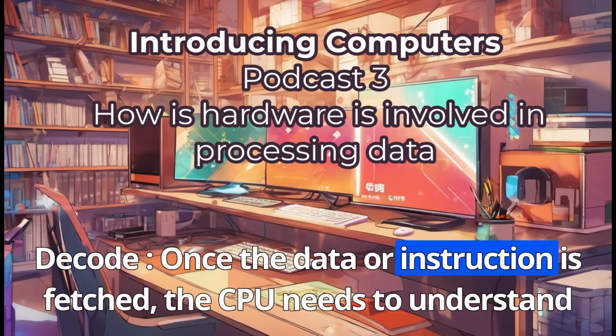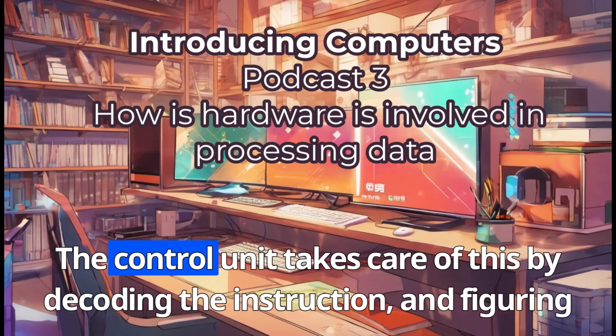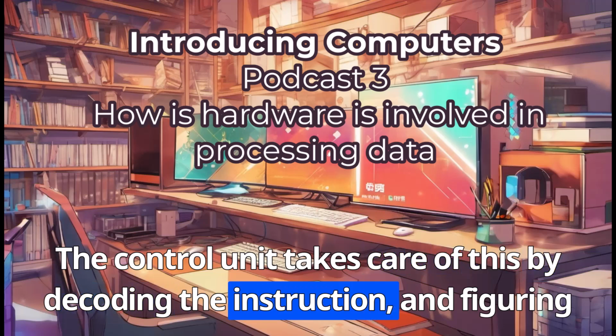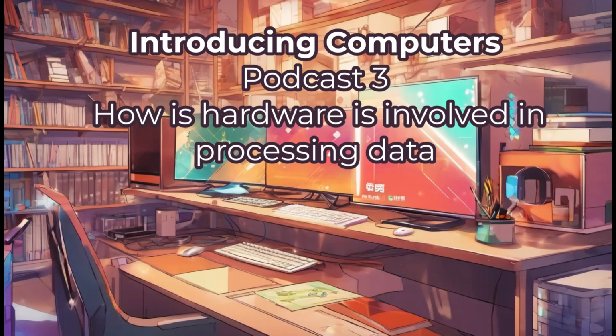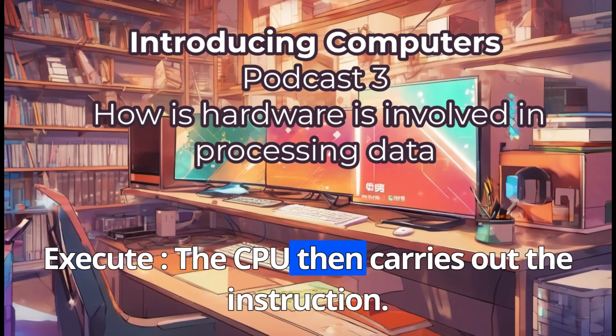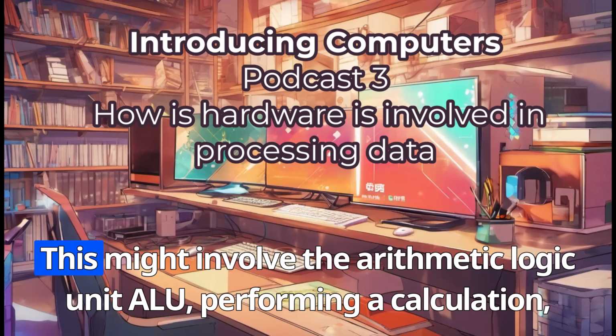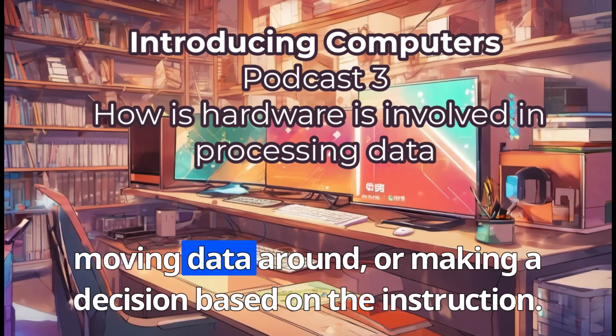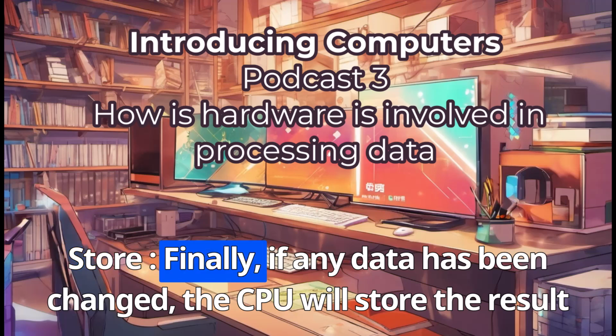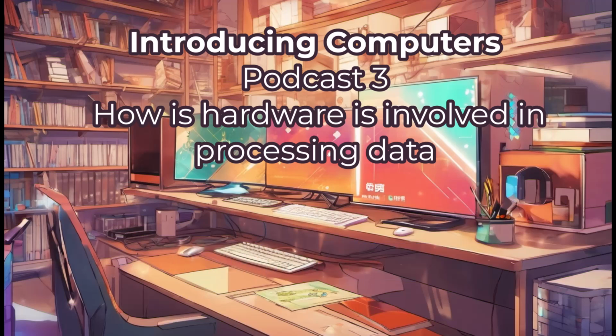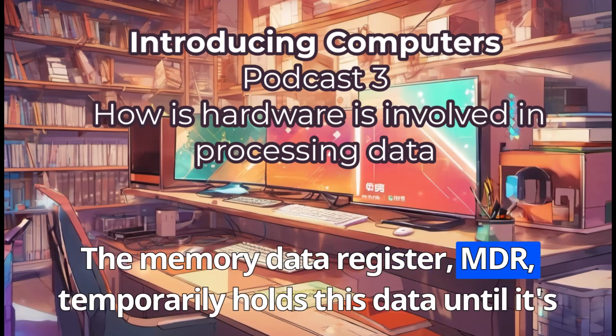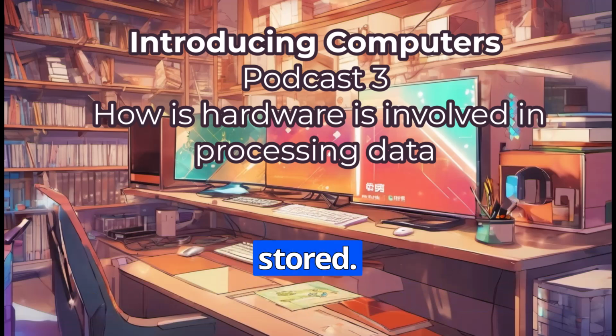Decode: once the data or instruction is fetched, the CPU needs to understand what to do with it. The control unit takes care of this by decoding the instruction, figuring out what action needs to be taken. Execute: the CPU then carries out the instruction. This might involve the Arithmetic Logic Unit, ALU, performing a calculation, moving data around, or making a decision based on the instruction. Store: finally, if any data has been changed, the CPU will store the result back into primary storage. The Memory Data Register, MDR, temporarily holds this data until it's stored.